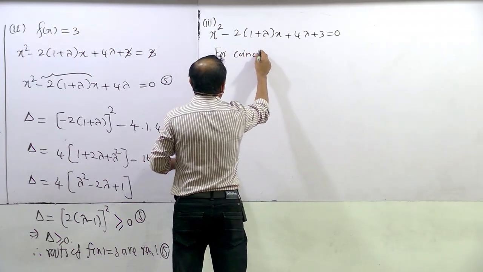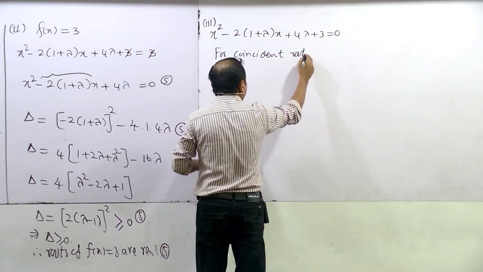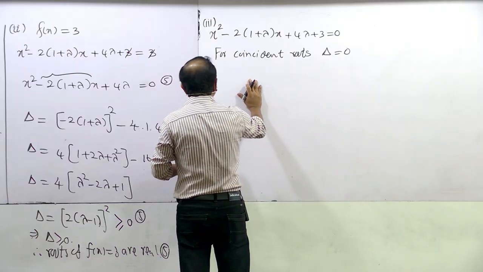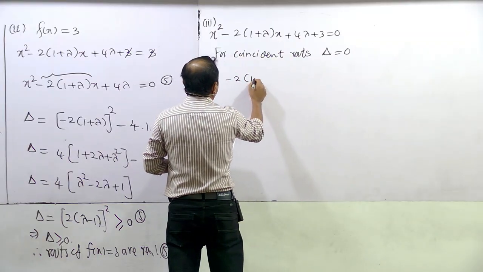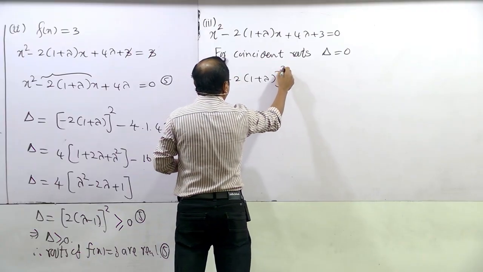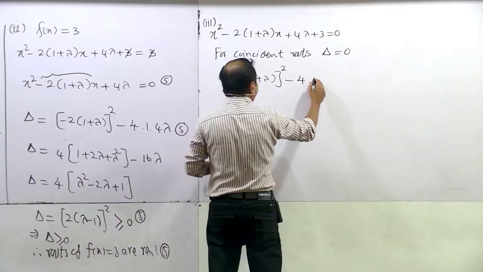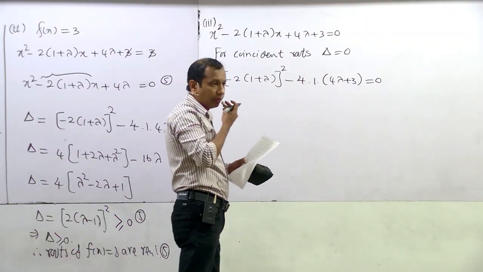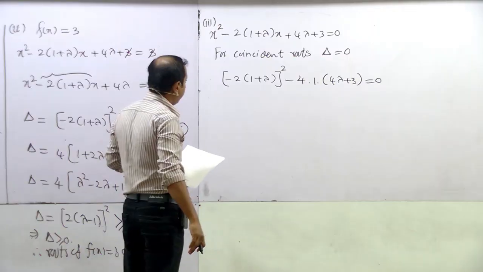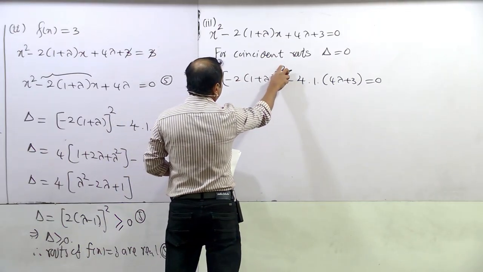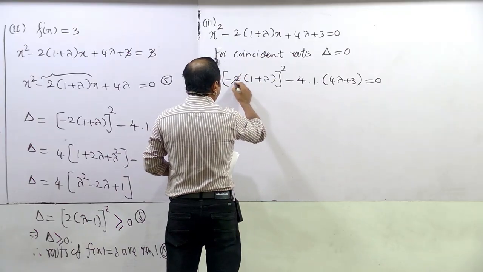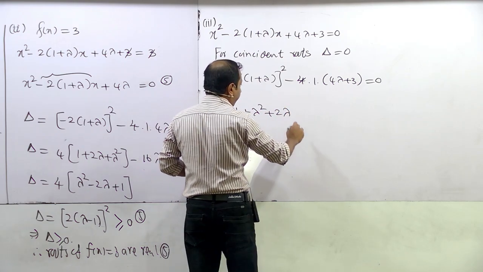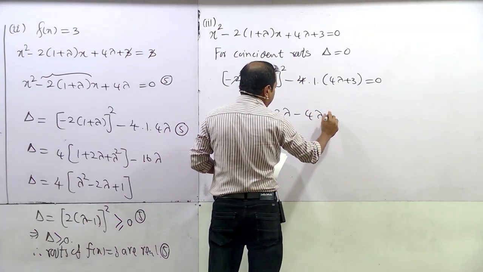For coincident roots, delta should be equal to 0. Delta means b squared minus 4ac, and this should be equal to 0. When you simplify this, minus 2 squared is 4, and that 4 and this 4 you can cancel down. Then we have to square this: (1 + lambda) squared plus 2 lambda minus 4 lambda minus 3 equals 0.